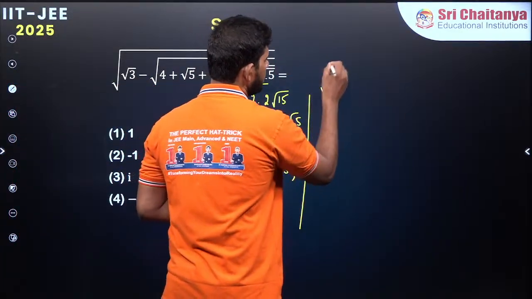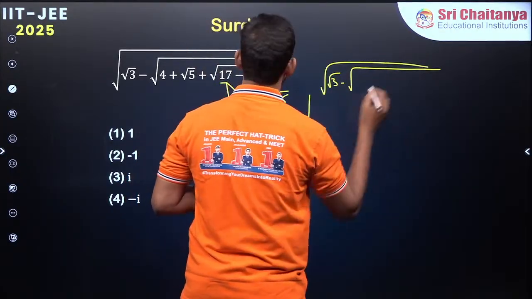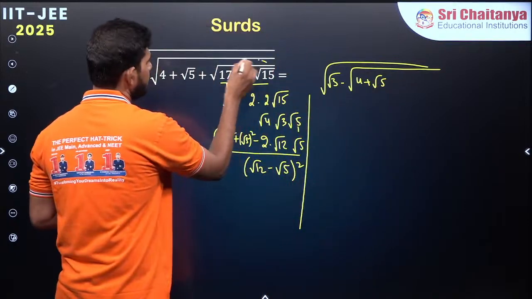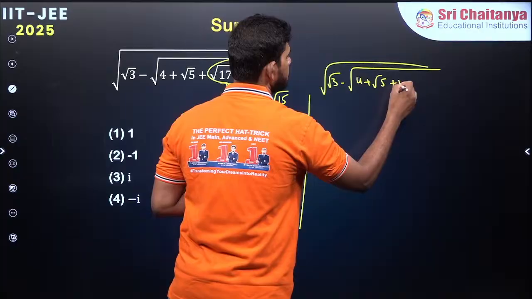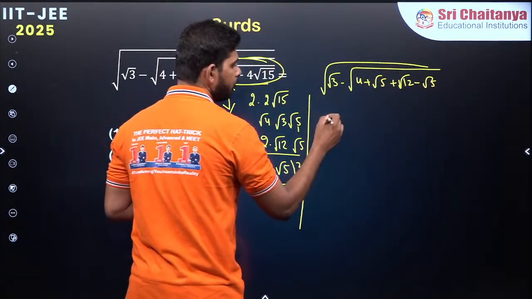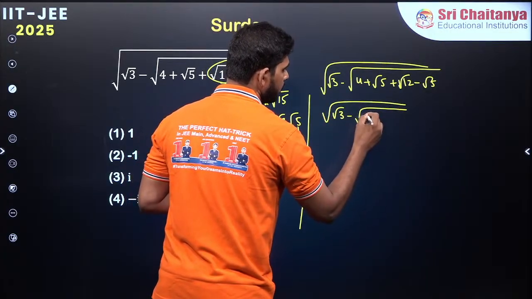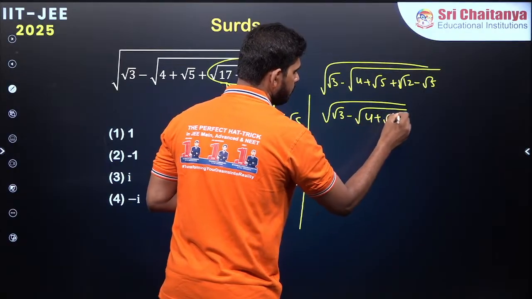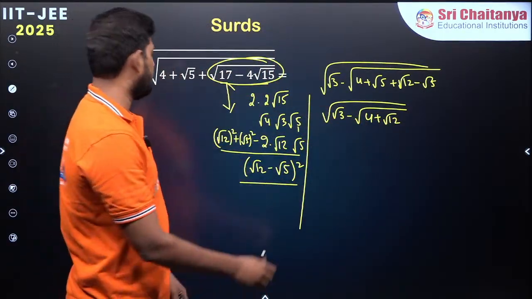So square root of 3 minus square root of 4 plus root 5, and this part here we have got as root 12 minus root 5. Root 5 is getting cancelled here. We have left with square root of 3 minus square root of 4 plus root 12. Again I am trying to get a perfect square, so that it is going to be simplified further.